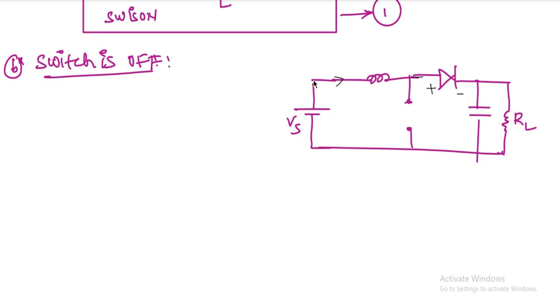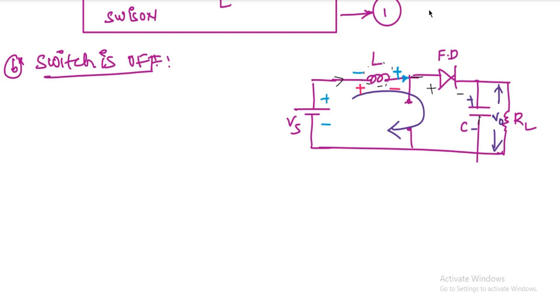Now, initially there was energy stored in this inductor. This energy will now be dissipated to the capacitor. The energy stored in the inductor in the form of magnetic field will be transferred to this capacitor. The current flow will be like this. The terminals of the inductor will be changed here. Earlier they were like this, now the inductor terminals will be changed to this one, because the current will now be supplied by the inductor. That is why the polarity of the current leaving the inductor will be positive.